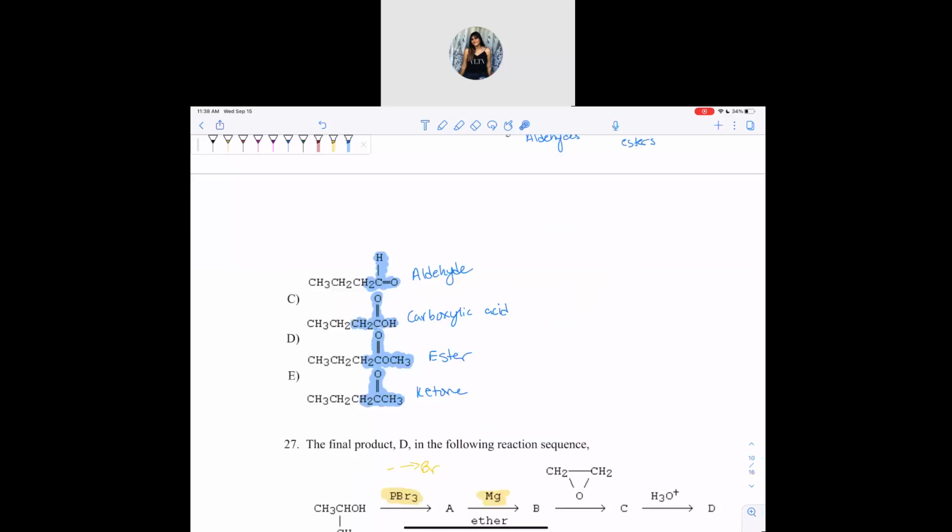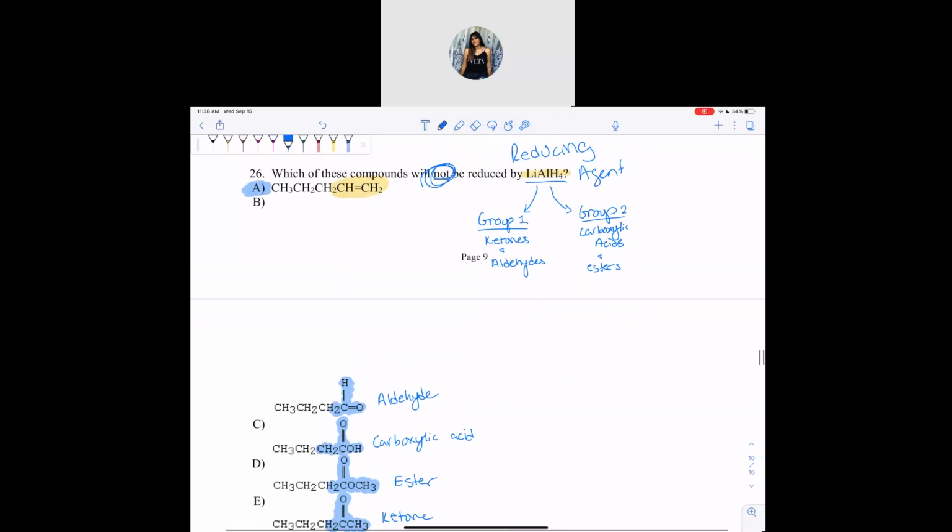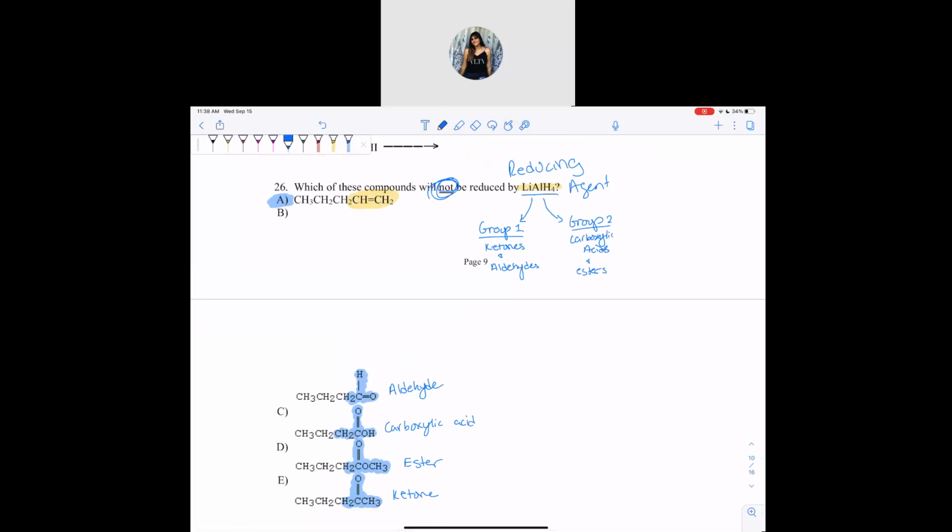Okay, but back to the question. A is the correct answer because alkenes are the only answer choice here that are not going to be reduced by LiAlH4. And that's pretty much all you need to know for a question like this.